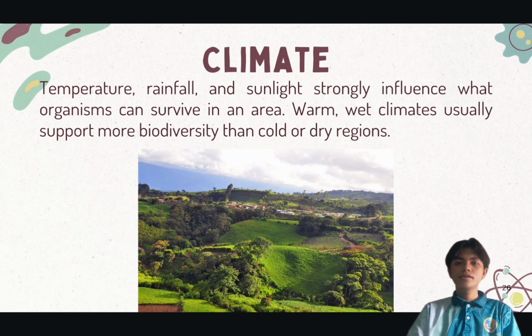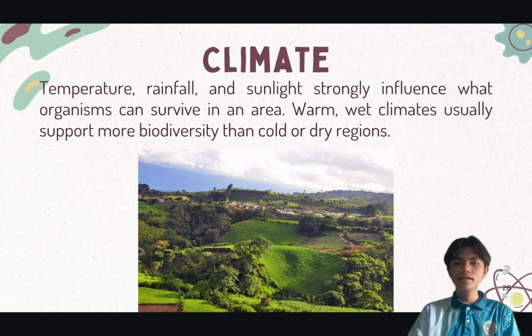First is climate. Climate includes temperature, rainfall, and sunlight, which are essential for life. These factors determine what organisms can survive in a particular environment. For example, tropical regions like the Philippines or Amazon rainforest are warm and receive a lot of rainfall. Because of this, they support a wide variety of plants, animals, and microorganisms.